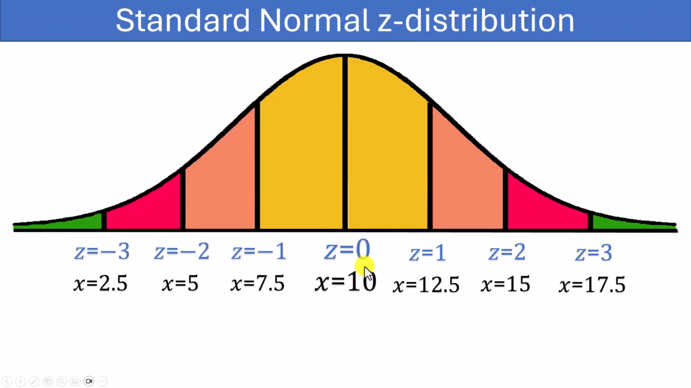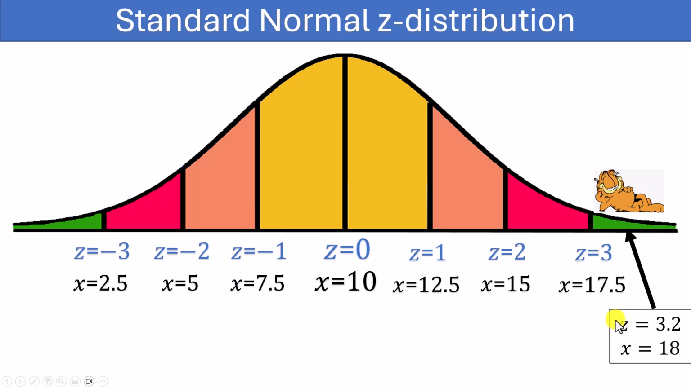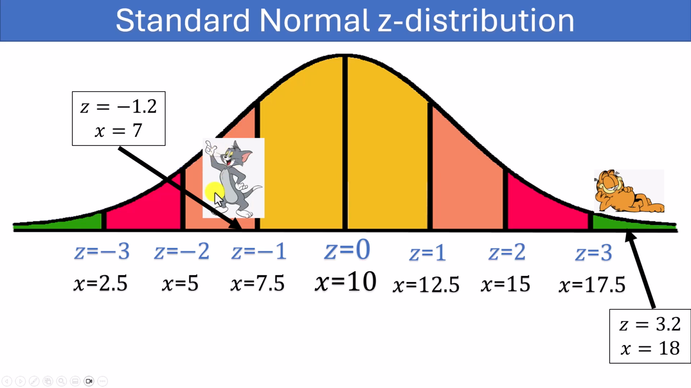So here's what that's going to look like on the standard normal distribution. We have Garfield all the way over here with a z-score of 3.2 and an x value of 18, and then we have Tom, from Tom and Jerry, and he has a z-score of -1.2, putting him a little bit below the mean, which corresponds to a weight of 7 pounds. So whereas Garfield was really an outlier in terms of the weight of a cat, Tom is a little bit more typical, or a little bit below average.